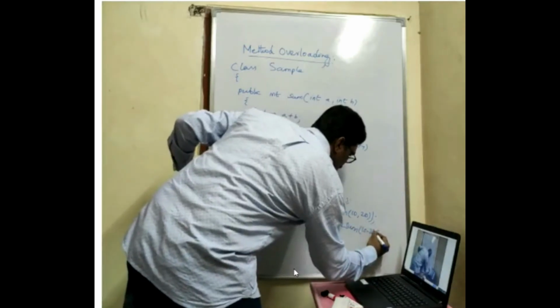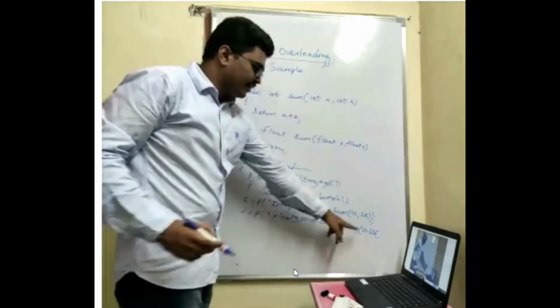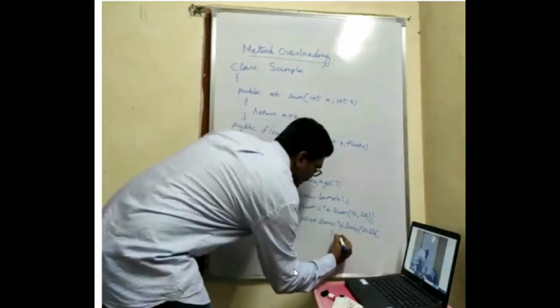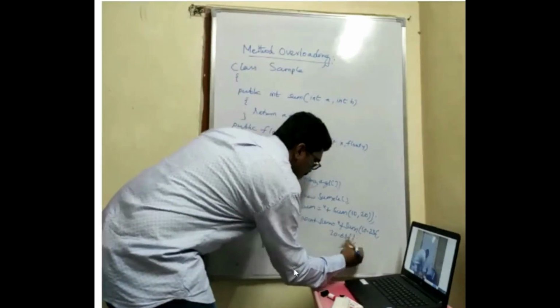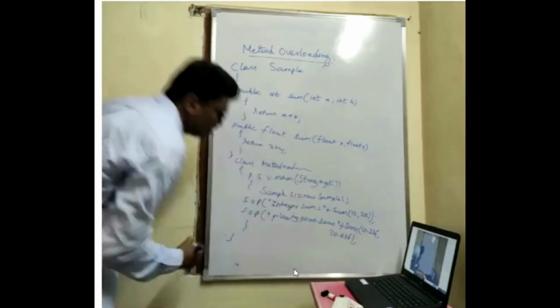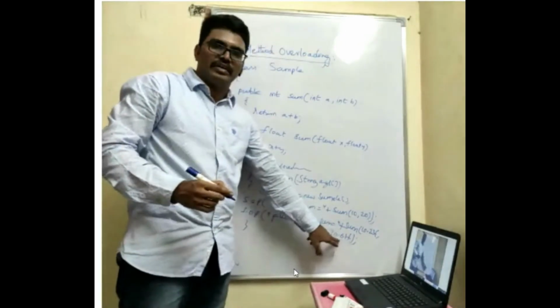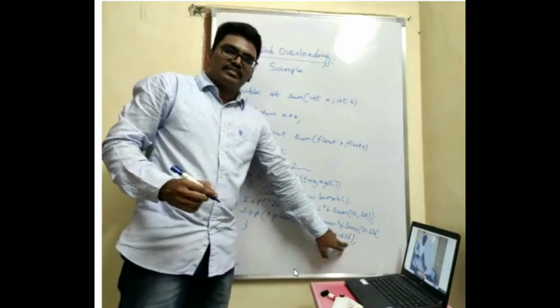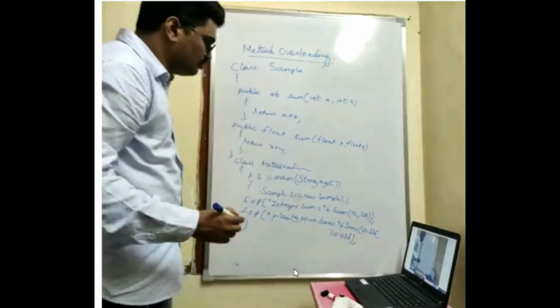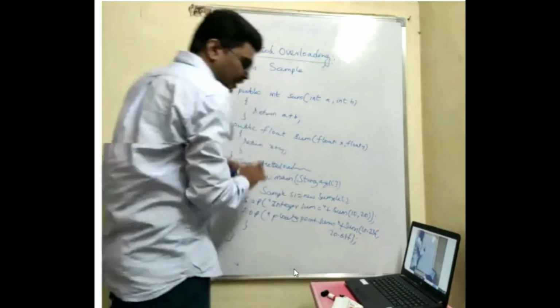10.23f and 20.61f. I need to suffix with the letter f for floating point, because we already discussed that by default it is double. That's why we suffix f. Now this is how it works: the function name is the same.